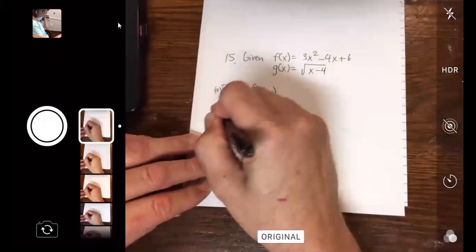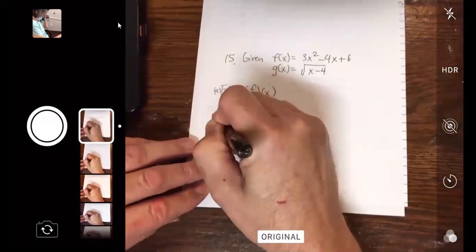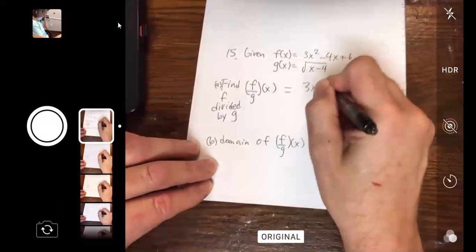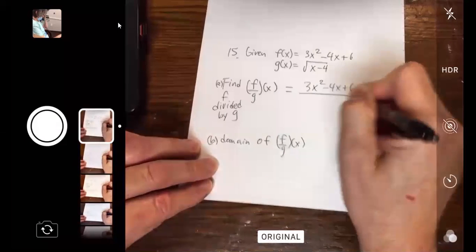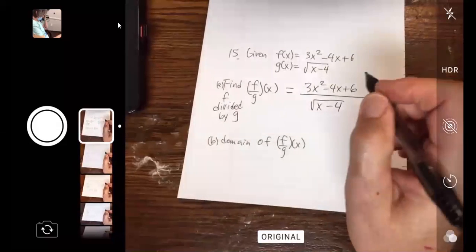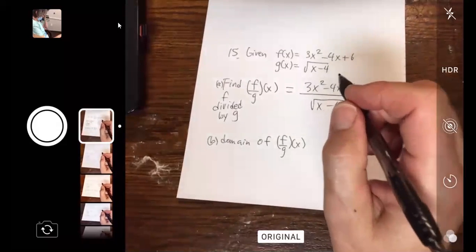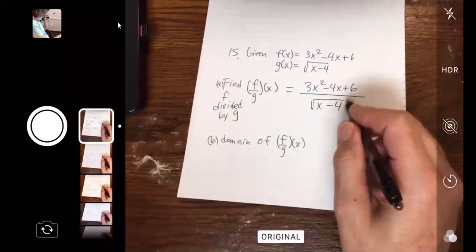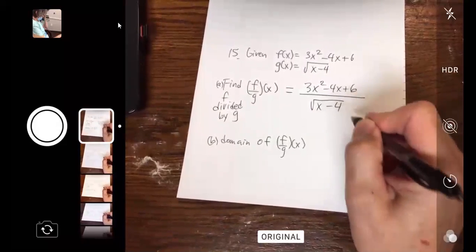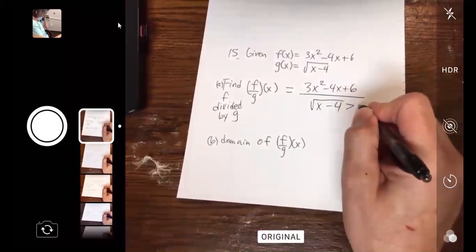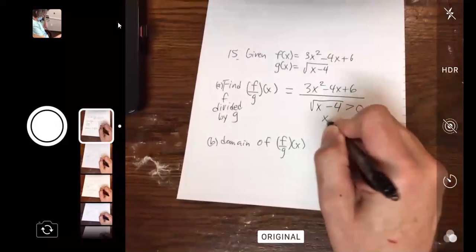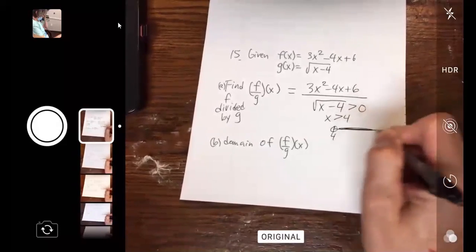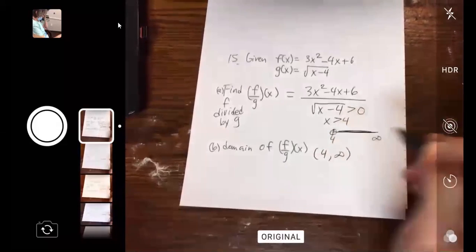All right. This is F divided by G. So that's going to take your F and divide it by the G. So it's pretty straightforward to write down. And then all we got to do is a domain, and it's the same exact idea. You ignore your top, and you want your, I think this is the second or third time we've done this on this page, you want that again strictly greater than 0 because it's on bottom. Means x strictly greater than 4. So open circle at 4. 4 comma infinity with parentheses.